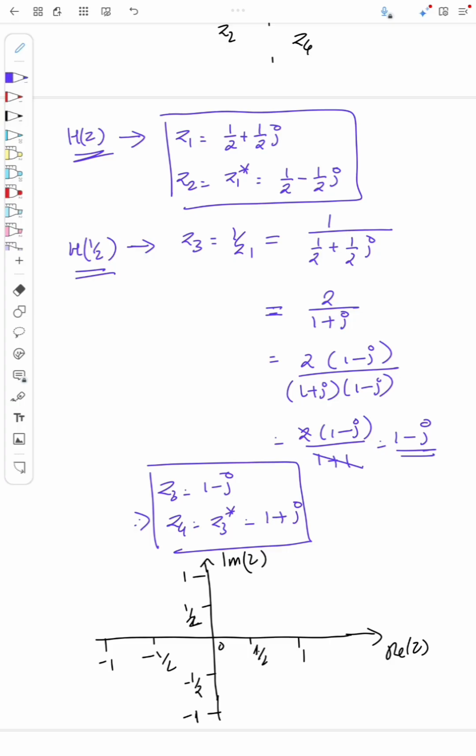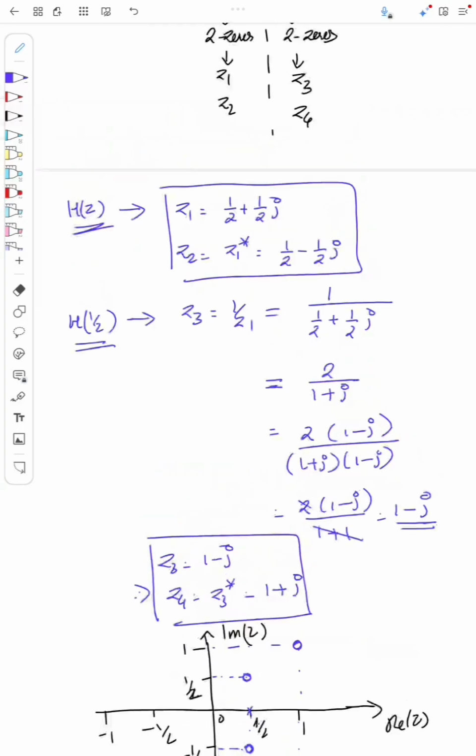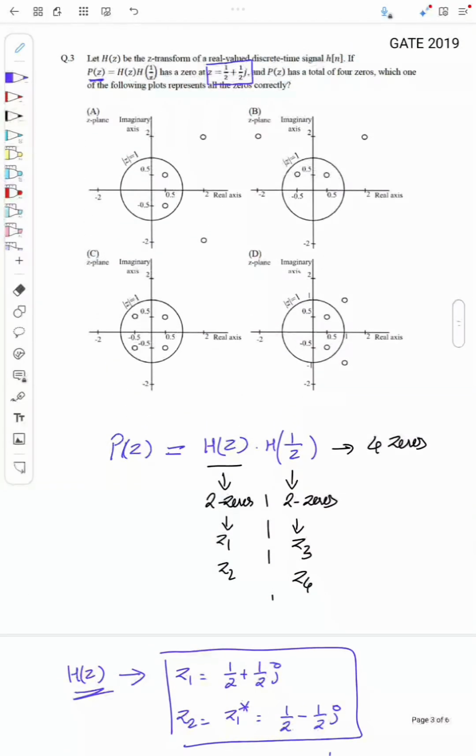So the first zero is at 1/2 + 1/2 j. So this is 1/2 and this is 1/2 j, right? So the first zero will be here, right? And its conjugate will be where? It will be here. And z3 and z4 are at 1 + j and 1 - j. So 1 + j is here and 1 - j is here, right? So these will be the zeros of P(z). So in the options, if you could see here, D will be the answer. Where in D, you could see the four zeros, z1, z2, z3 and z4, right?